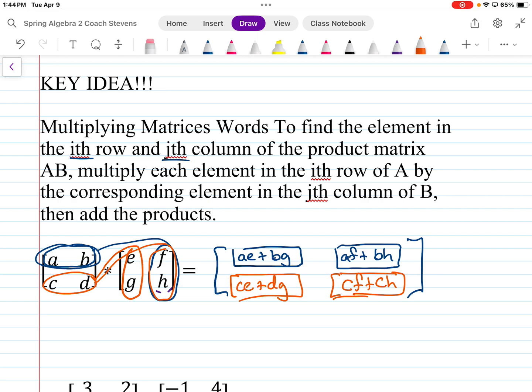And again, what those simplify down to gives me my 2 by 2 matrix. I'm allowed to do this because the inside dimensions match: the number of columns is 2 and the number of rows is 2. And so that allows me to do my multiplication.